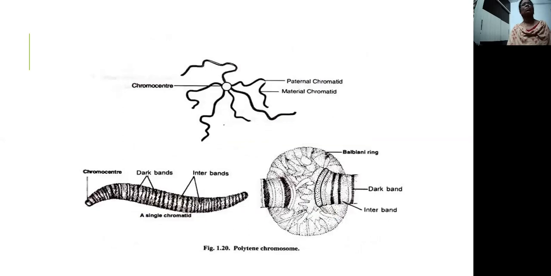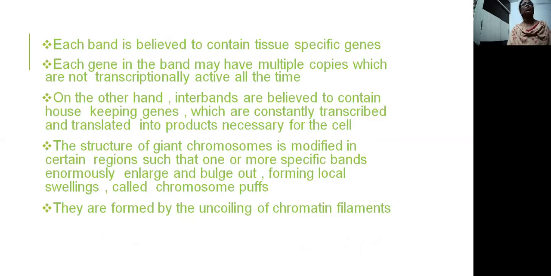This is the polytene chromosome with dark and light bands. Each band is believed to contain tissue-specific genes, and each gene in the band may have multiple copies which are not transcriptionally active all the time. On the other hand, interbands are believed to contain housekeeping genes which are constantly transcribed and translated into products necessary for the cell. So synthesis of proteins takes place, which is genetically active.